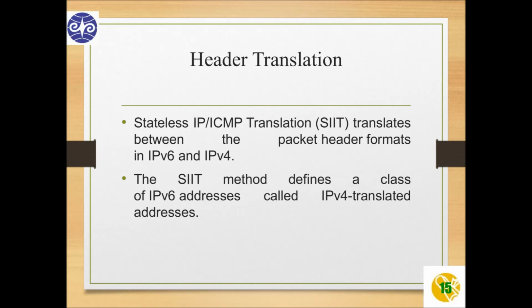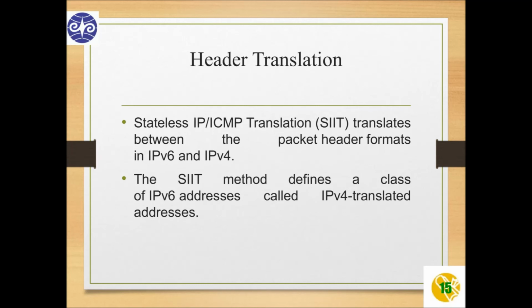So this header translation scheme is used for the translation of headers because IPv4 contains its header and IPv6 also contains its header, while data transmission will be between IPv4 and IPv6 based networks. Header translation is also compulsory. So header translation is done with the help of the header translation mechanism or scheme.